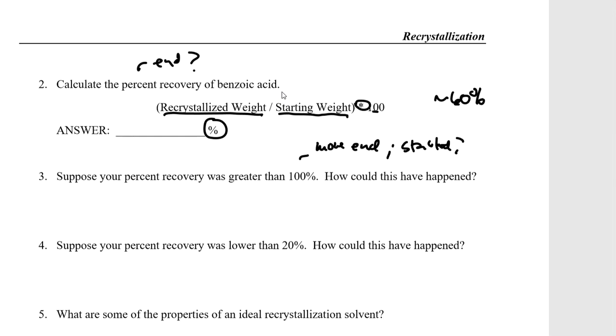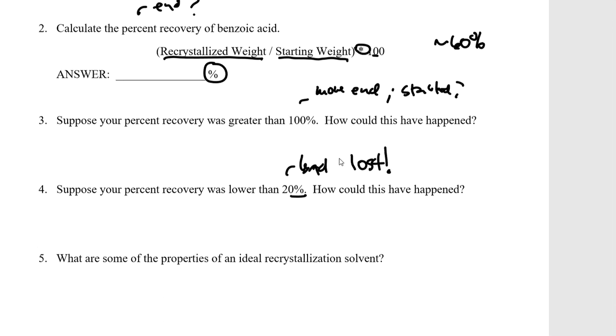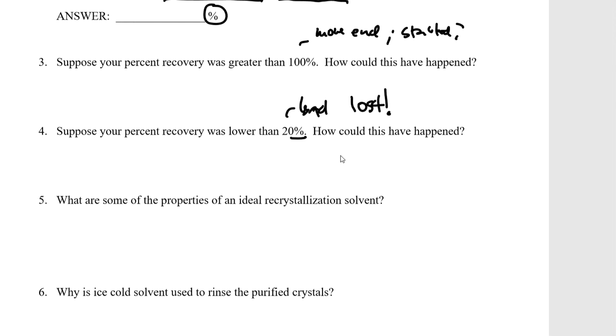Question number four says, suppose your percent recovery was lower than 20. This is really bad. That means product was lost tremendously. So how badly could you have messed up in order to lose that much product? What could have been an error? What could have been a step that you messed up on? That's going to be the answer to number four.